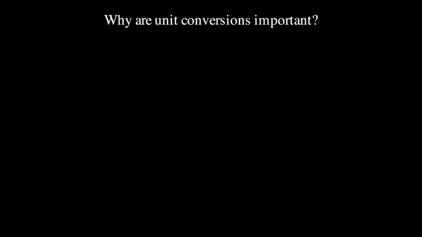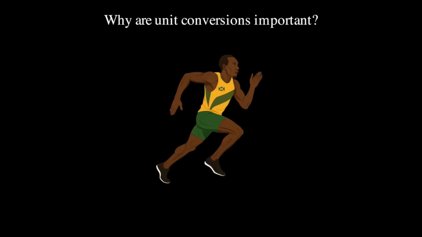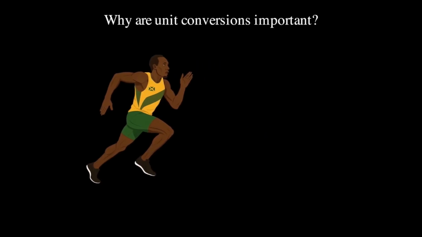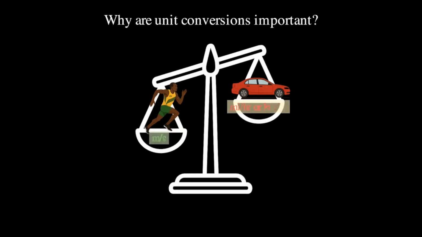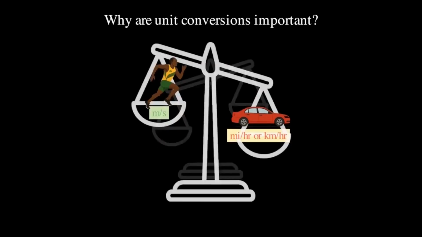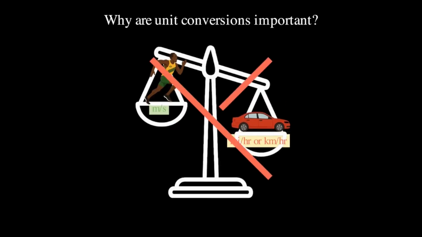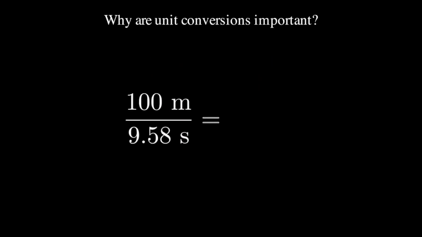Or suppose you're wondering if Usain Bolt could run faster than a car. He ran the 100-meter dash in 9.58 seconds, so you know his speed in meters per second. But your car is in miles or kilometers per hour, so you can't really compare directly. So the question remains, how fast was Usain Bolt in miles per hour?